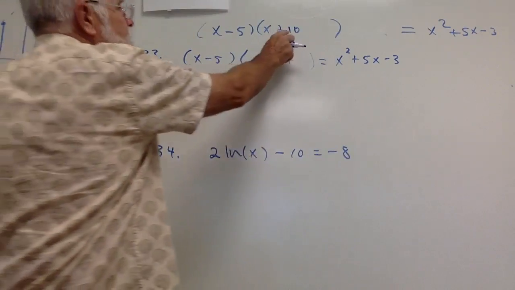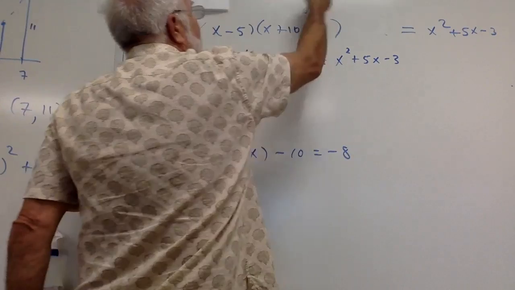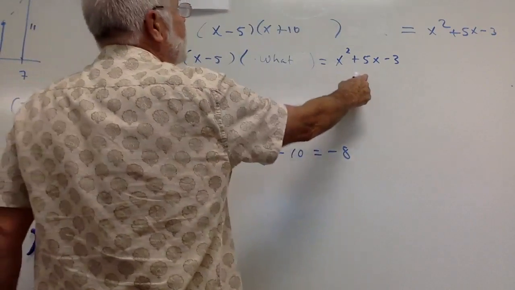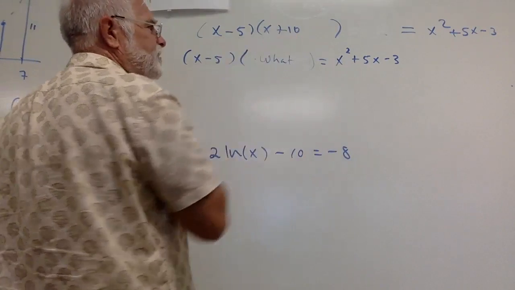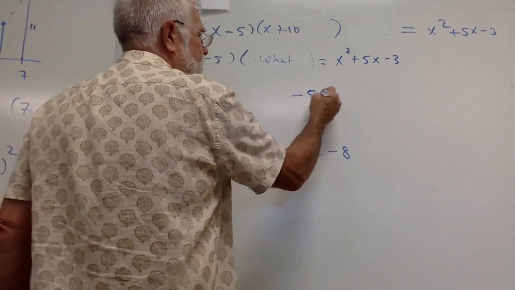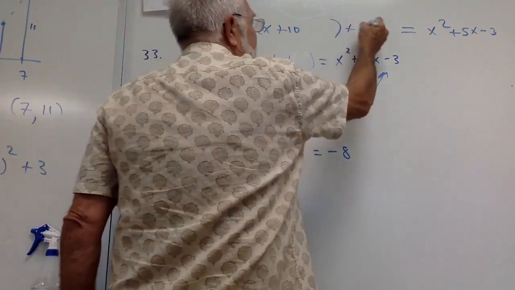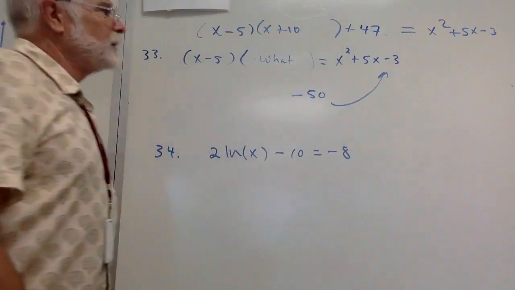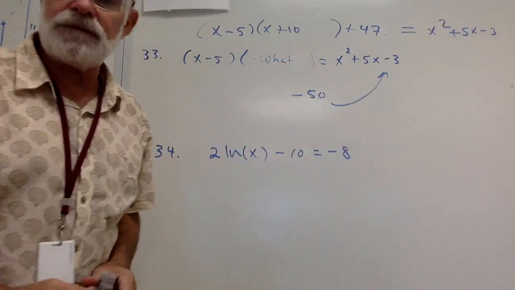Right? And what is 10 times x? Oh, that's 10x. I'm adding that to minus 5x. I now have the second term. Okay? And what's minus 5 times 10? Minus 50. But I got to get to minus 3. I got to go up 47 units. If I multiply this out and add that, I get what I was looking for.